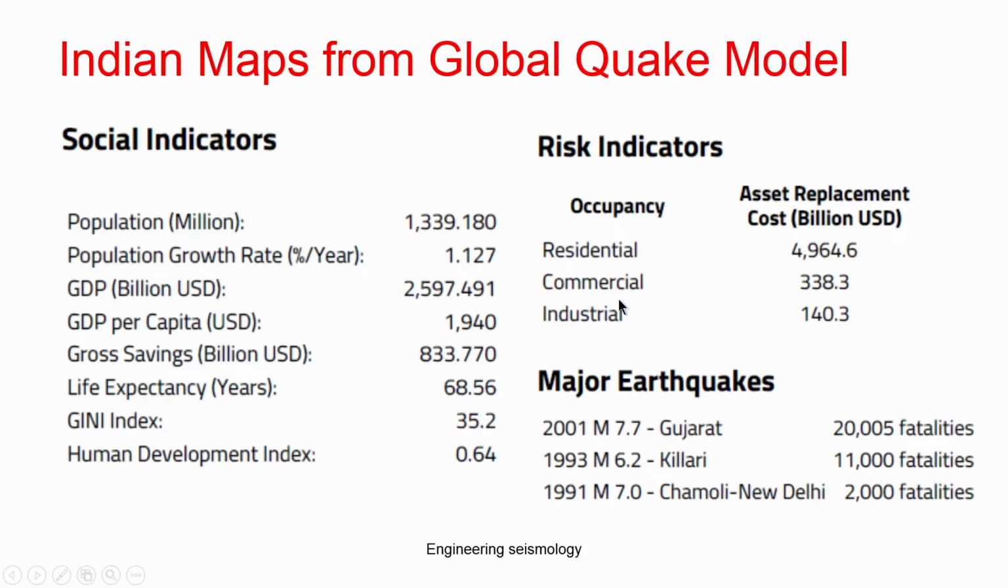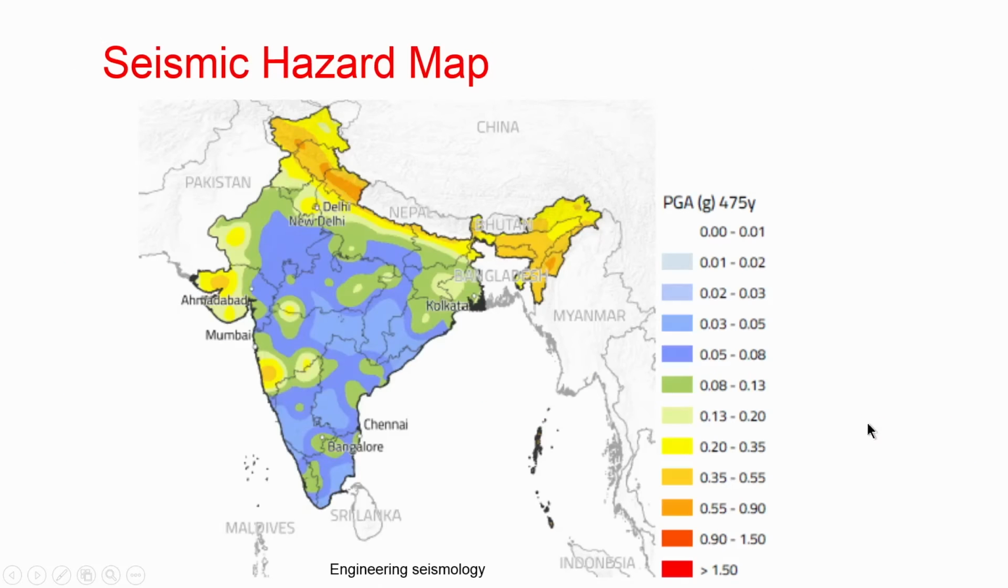So these are all the social factors which go into exposure and risk. To take a risk, they have considered residential, commercial, industrial, with so much asset replacement cost. Then the major earthquakes they consider are the Gujarat 2001 earthquake, the Killari earthquake and the Somali 1991 earthquake, where the number of fatalities are available with the building information and other details. This is the information they use.